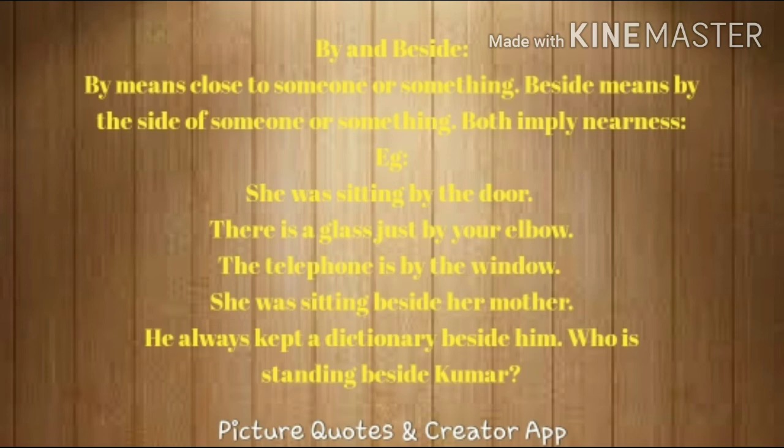Let's see some examples for beside. She was sitting beside her mother. So, next to, on the right or left side. He always kept a dictionary beside him. Who is standing beside Kumar? So in these two examples we can understand that someone is next to someone. Left or right, it mentions the side. By indicates a nearby place, but beside indicates very next to the object.